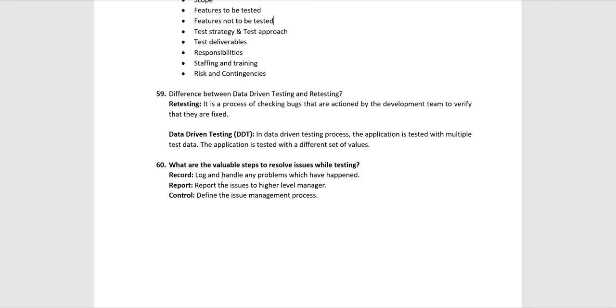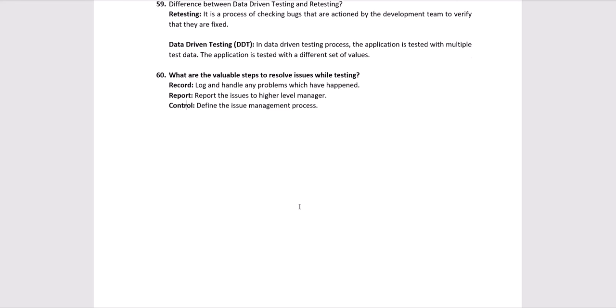The last question is, what are the valuable steps to resolve issues while testing? These are the three steps we need to use while resolving issues while testing. First is log and handle any problems which have happened, which is nothing but record. And then report the issues to a higher level manager, which is report. And the next is define the issue management process, which is control. These are record, report, and control. These are the steps we need to follow to resolve issues while testing.